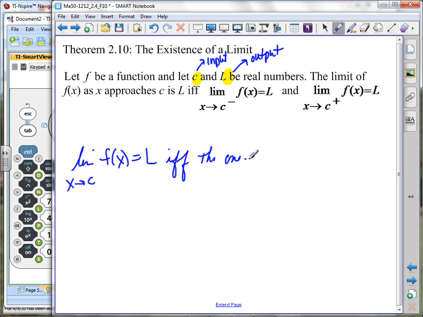the one-sided limits are also equal to L. Okay? They say the same thing. As I come up from the less than side, come up from the greater than side, am I going to the same value? Yes. Therefore, the limit exists.